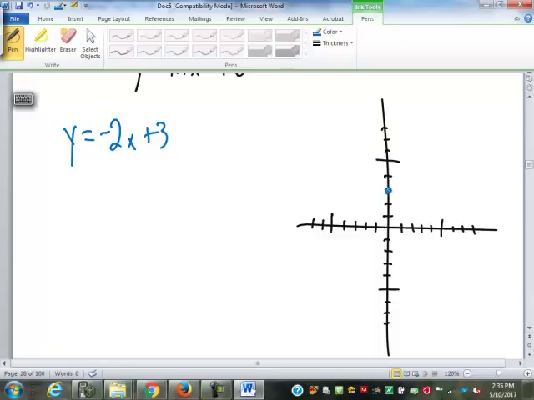Positive 3, good. It's the number that's not multiplying the x. So the positive 3 is where we start. Now the number multiplying the x is our slope, and we have to make it a fraction, so it's a rise over run. So we make that negative 2 over 1. So from this starting point at 3, where do we go? Down 2 and over 1. There's my second point right there. And draw my line through those 2 points.